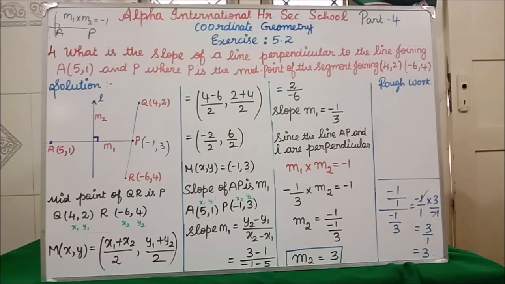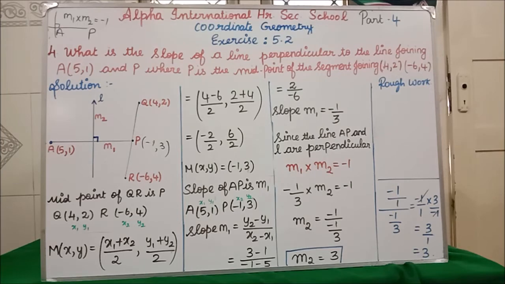We have to finish it off. That is the final answer. They were only asking for the slope. The slope value is now 3. With this, our 4th question is over. If you need, we can write the last line. What can we write as the last line?